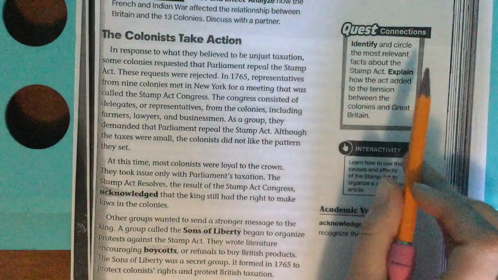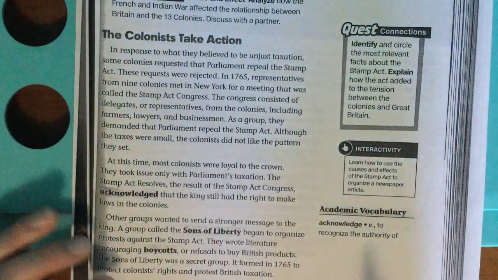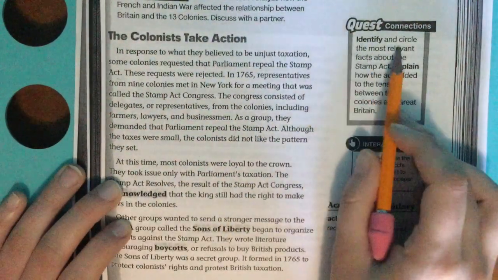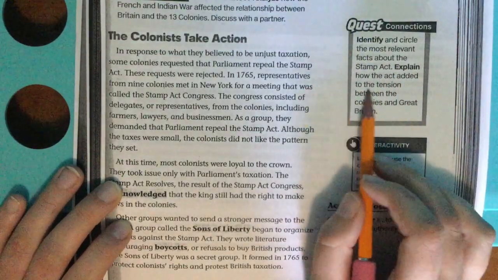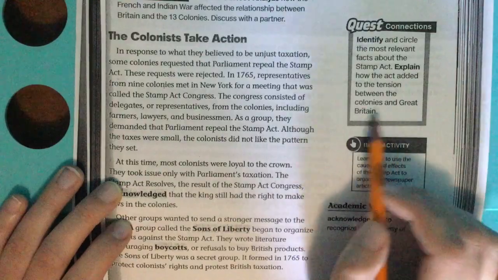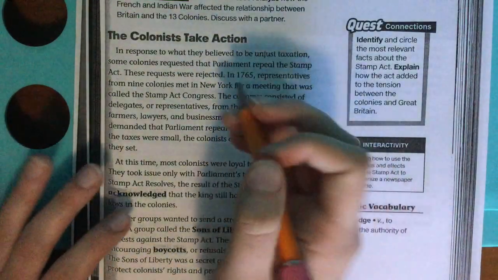Okay, and we've got a little quest connection over here because reading checkpoint 1 didn't have too much for us to do, so we're going to do this. Identify and circle the most relevant facts about the Stamp Act. Explain how the act added to the tension between the colonies and Great Britain. Now, what is something that we need to know about this?